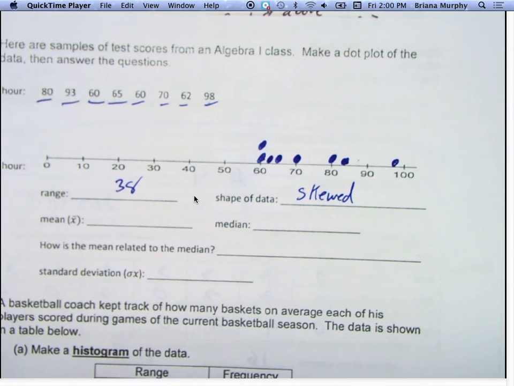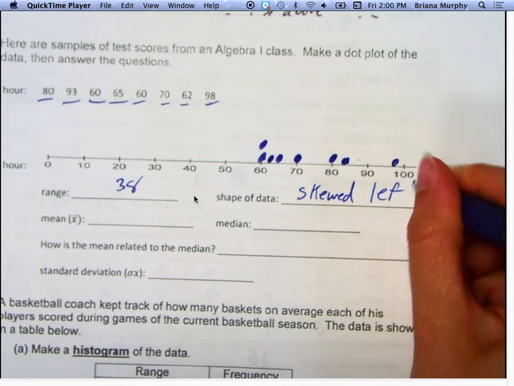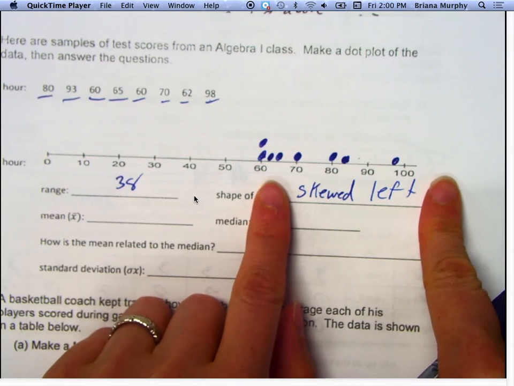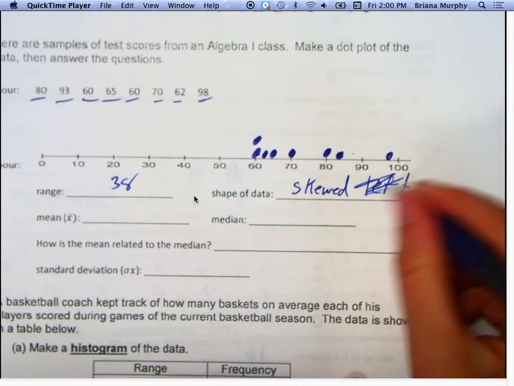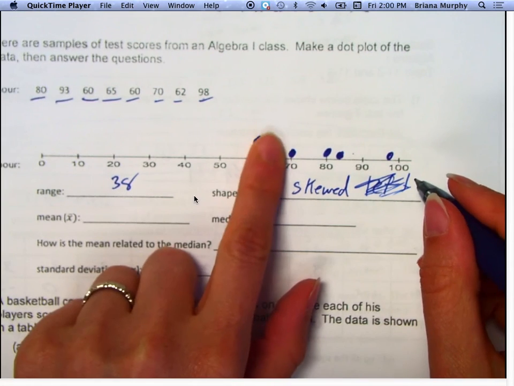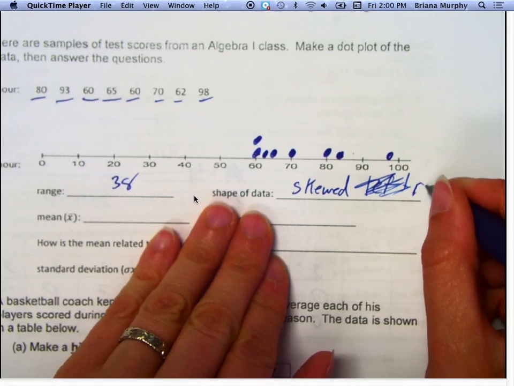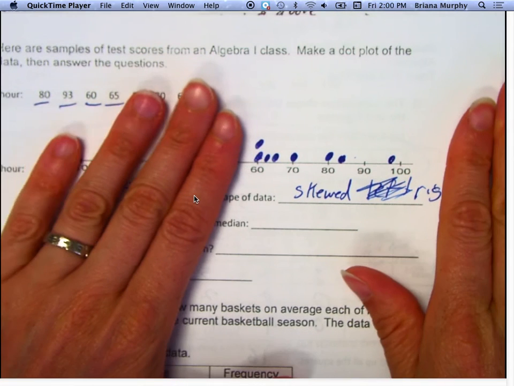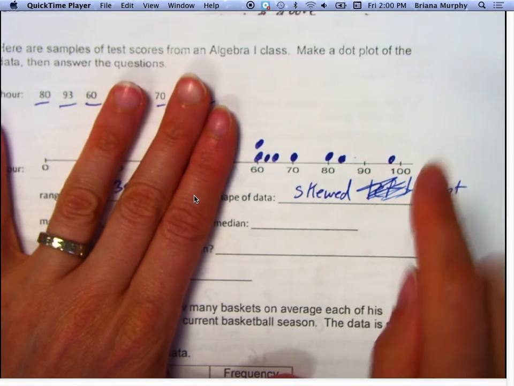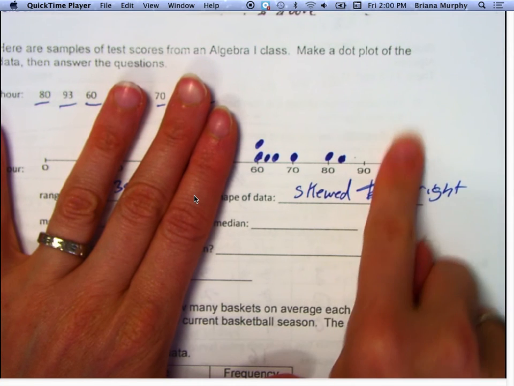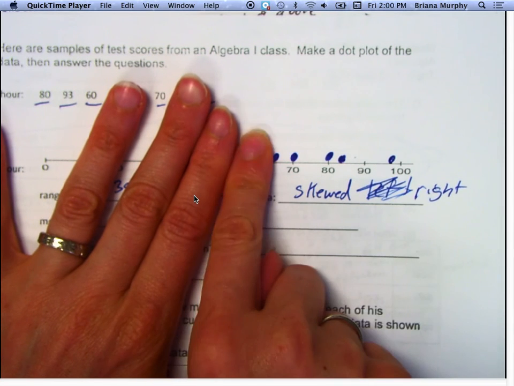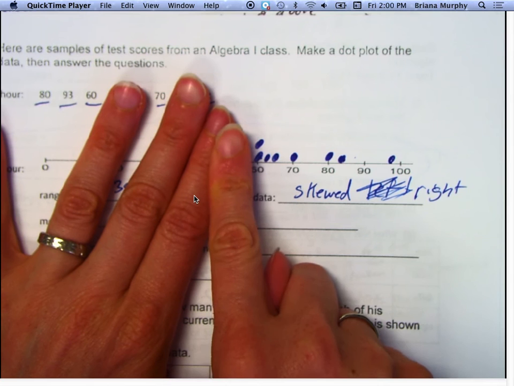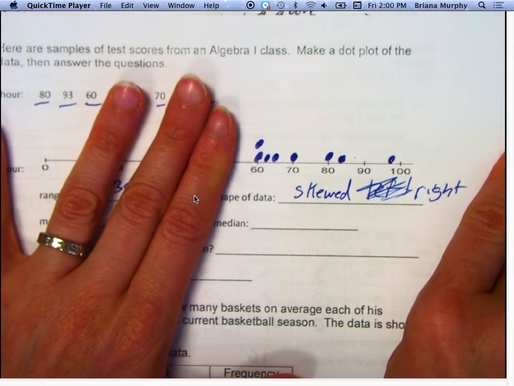Will you explain this? Yeah, if most of the numbers are one way, you say the other way. Most of the numbers are right here, right? They're on the right, so I say the left. So it's skewed to the left. It's whatever the opposite is. So just look at the data. Are most of the numbers over here or over here? To the right or to the left? So you have to say the opposite.